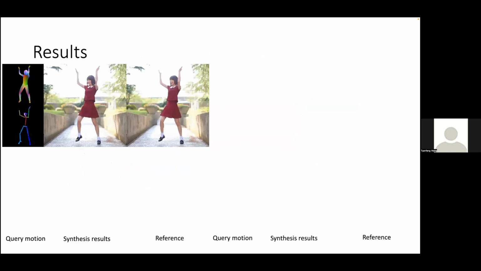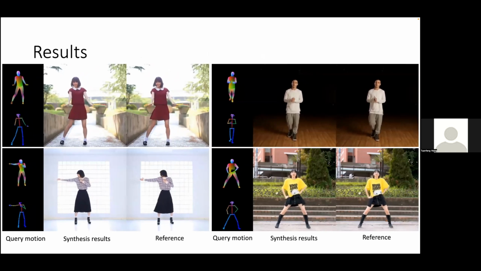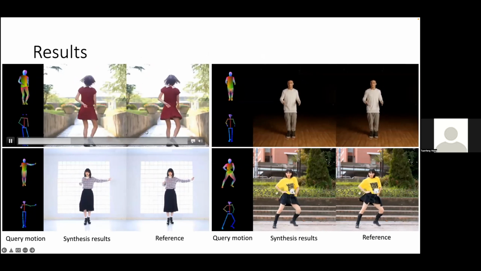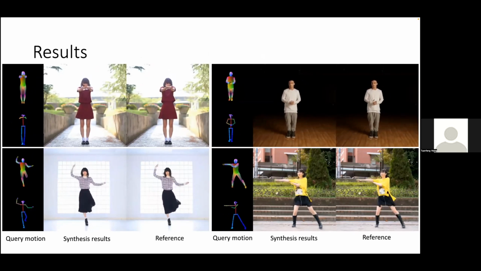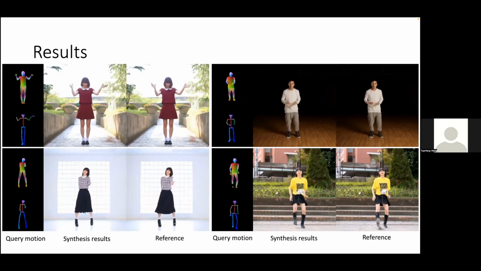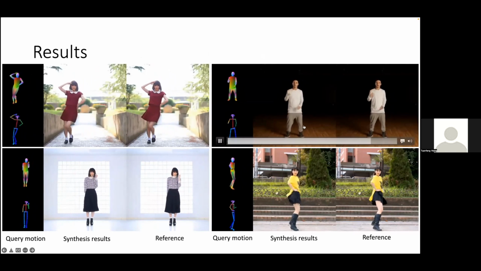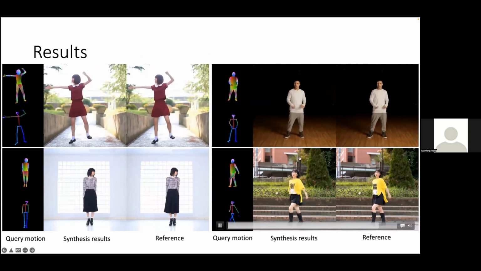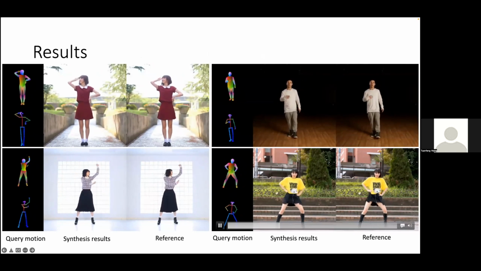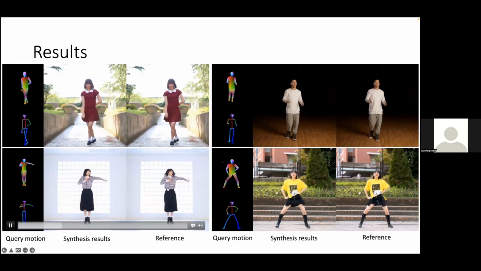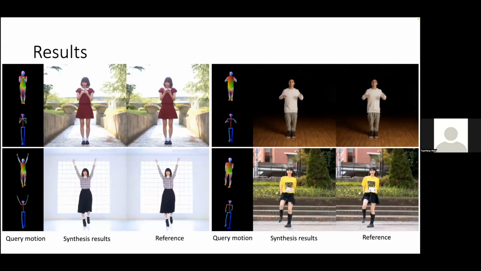So here are some results. As you can see, our method can synthesize plausible appearance as well as dynamic shape. Here, for the upper right example, we not only synthesize the fine wrinkles, but also the shadows. And of course, the checkerboard texture pattern, as well as the text texture pattern.